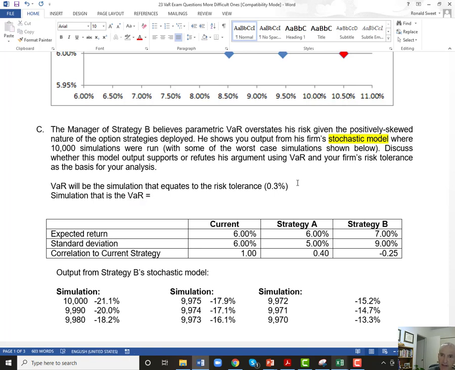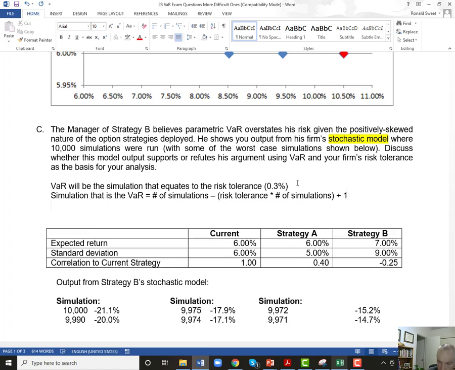If you're in my P&C insurance finance class, we've already done this, but the VAR is going to equal the number of simulations minus our risk tolerance times the number of simulations, plus 1. So in this case, they ran 10,000 simulations minus 0.003 times 10,000. That's going to give you 9,970. And then you add 1, and that will give you 9,971.